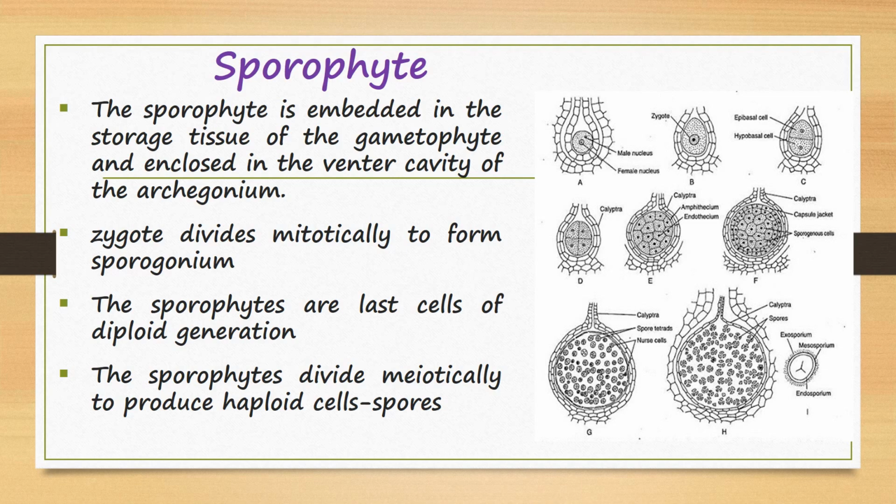The endothecium develops into sporogenous tissue. The sporogenous tissue later develops into mother cells, that is, spore mother cells. From each spore mother cell, two successive divisions take place, one of which is a reduction division that results in 4 haploid spores. Some of the cells of the sporogenous tissue remain sterile and form nurse cells.